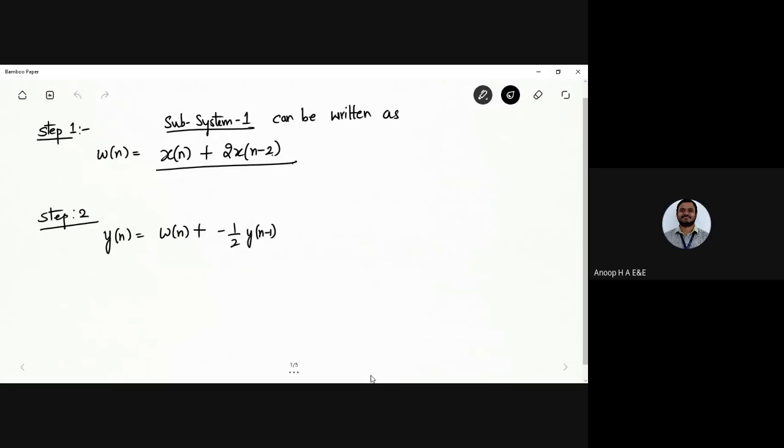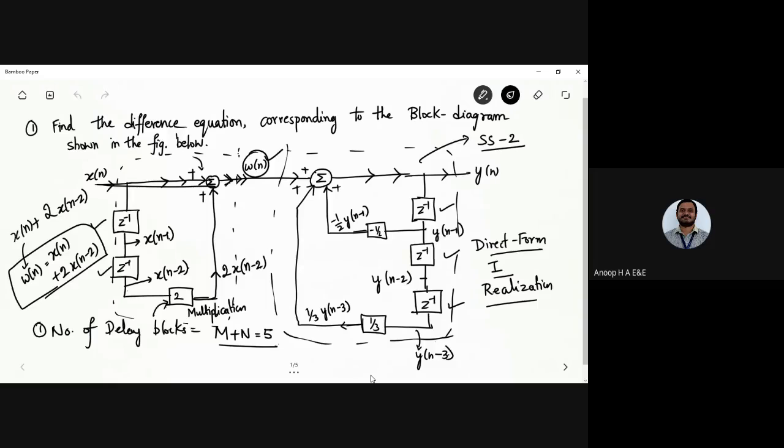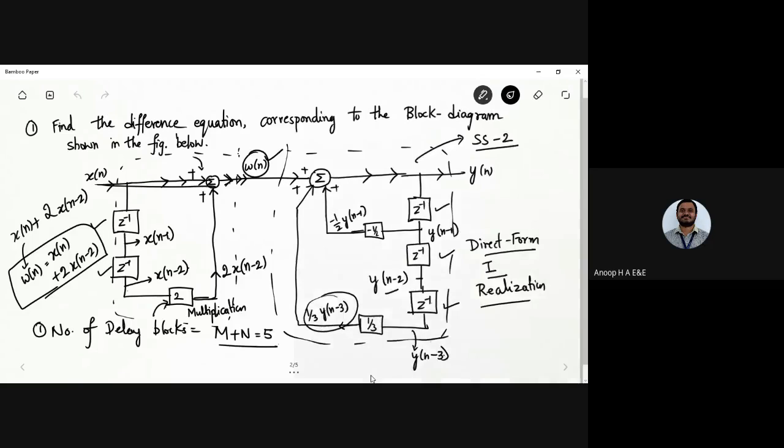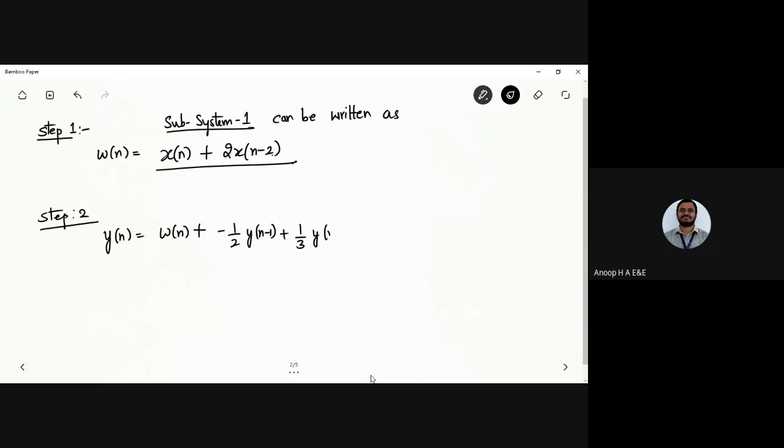Next, what you are going to have? After one delay block, one more delay block, you are going to have y of n minus 2. So you don't have any scalar multiplier here, or it is not connected to the summer here, right? So next you are having one more delay block, that is z inverse, and you are going to multiply it by 1/3 to get 1/3 y of n minus 3. So w of n minus 1/2 y of n minus 1 plus 1/3 y of n minus 3. So that is y of n.